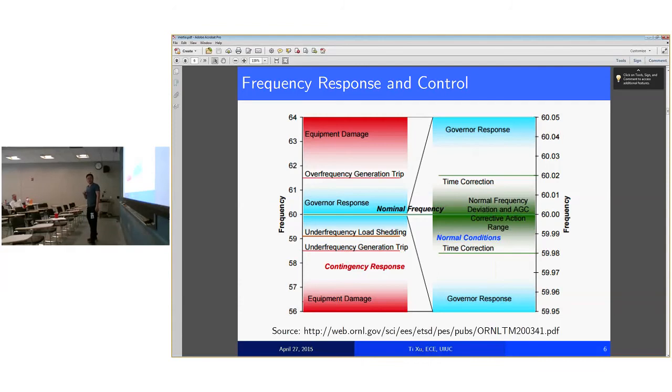Okay, so if the frequency response is not sufficient to maintain the frequency above some limit, we will have some under frequency load shedding, or we will trip the generation because of over frequency or under frequency. If we are so unlucky, there will be equipment damage when the frequency deviates too much from the nominal value, or even the collapse of the power system.